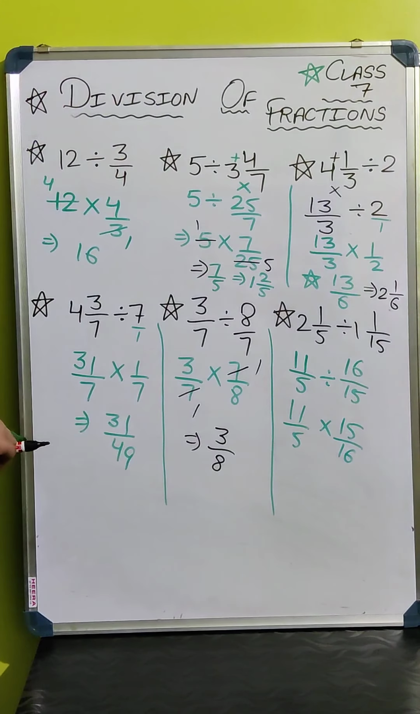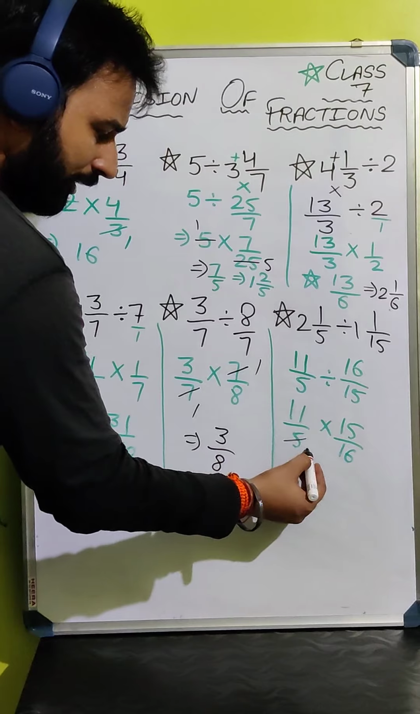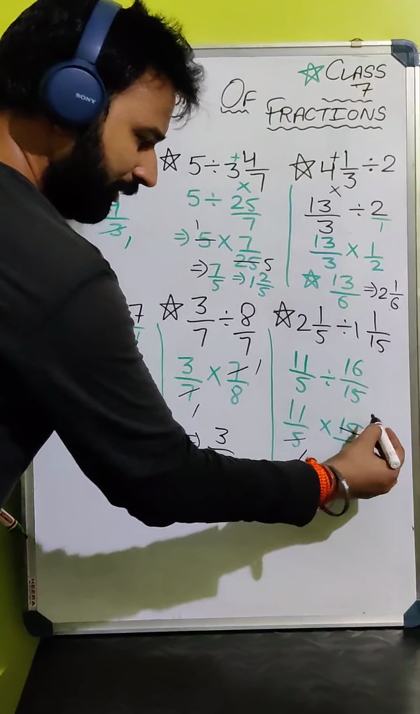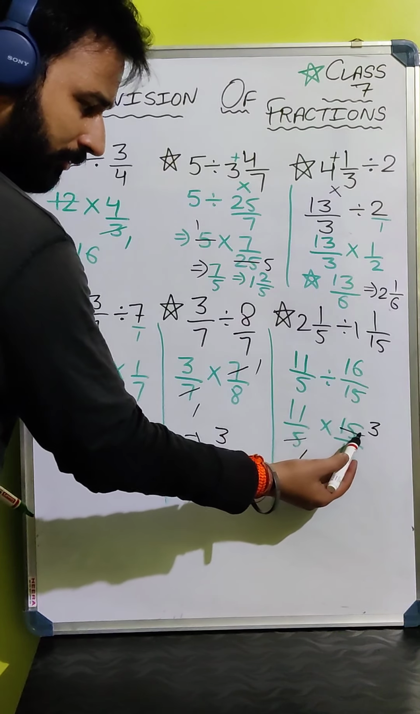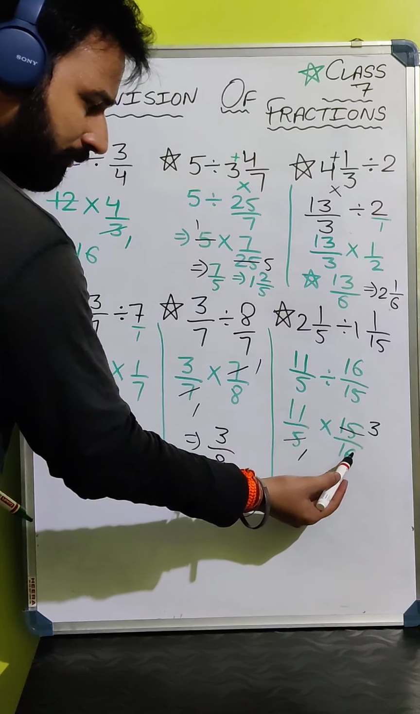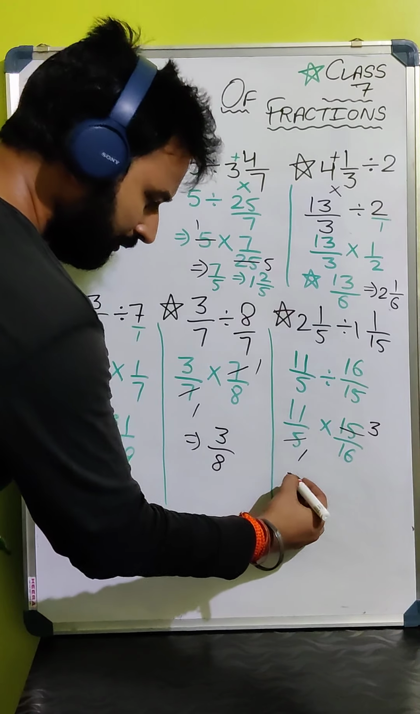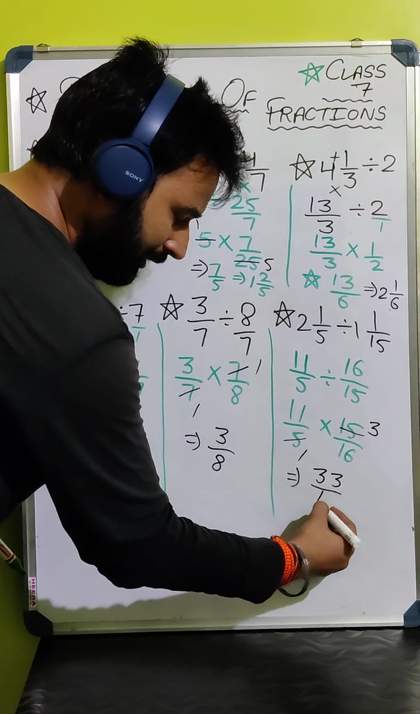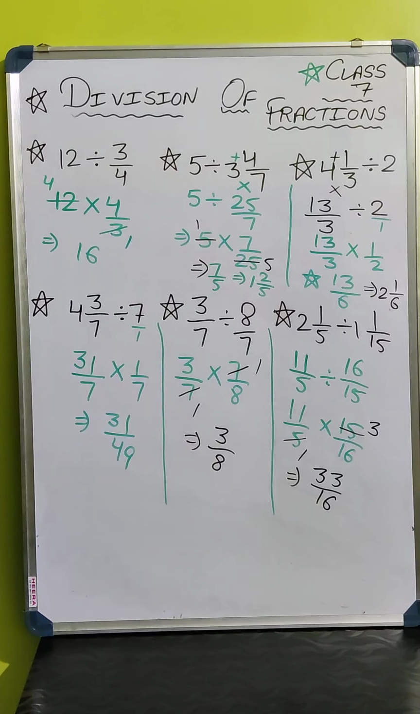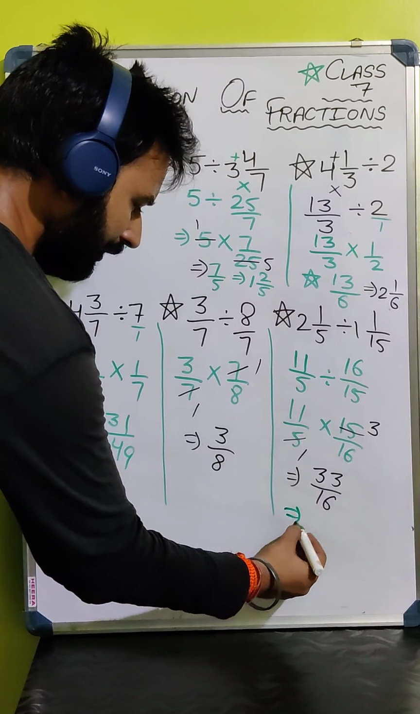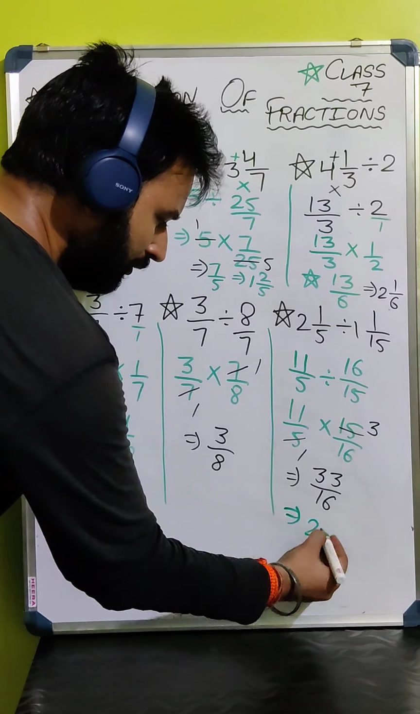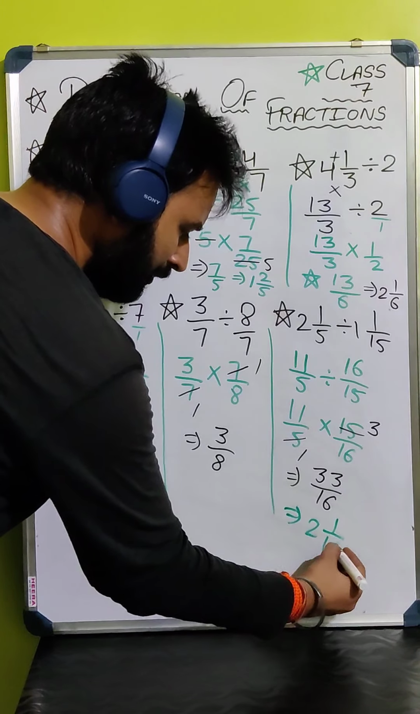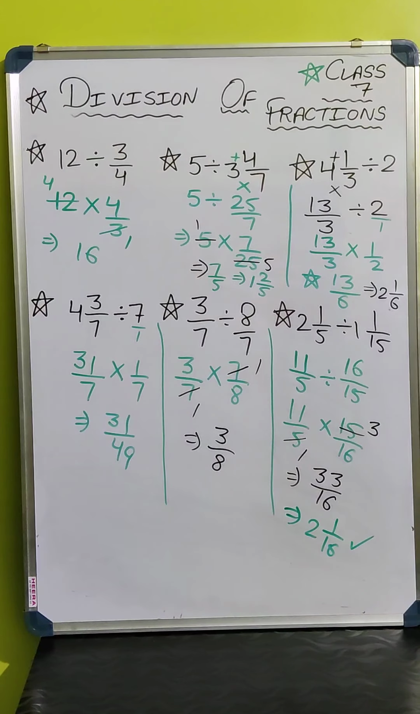Now you can cancel the terms. Clearly you can see 5 1s are 5, 5 3s are 15. Now 3 and 16, no. 11 and 16, no. 11 3s are 33, divided by 16. So it is also an improper fraction. So you will convert this improper fraction into a mixed fraction. 16 2s are 32, 1 left, 1 by 16. So 2 1 by 16 is the correct answer.